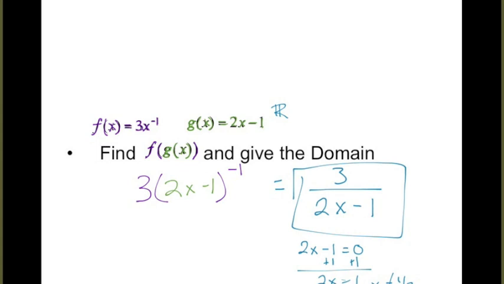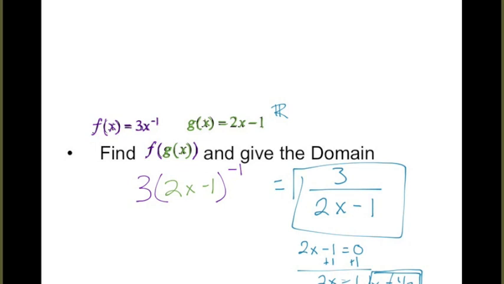Are there any even roots in here? No. So then our domain only has one single restriction. X could be anything in the world except for 1/2. So every other number is fair game. 1/2 is not allowed. Could you go over why you did the 2x minus 1 equals 0?